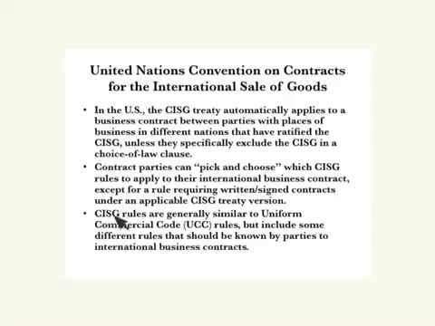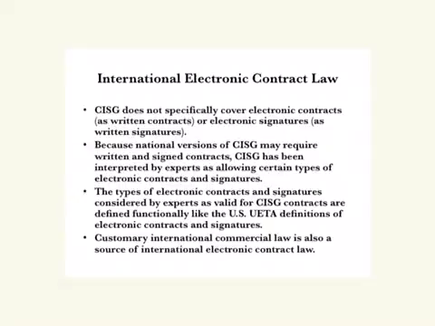The good news for American businesses is that the CISG rules are generally similar to the familiar Uniform Commercial Code state sale of goods contract law. But there are some different rules that should be known by parties to international business contracts under the CISG that are different from the UCC rules.